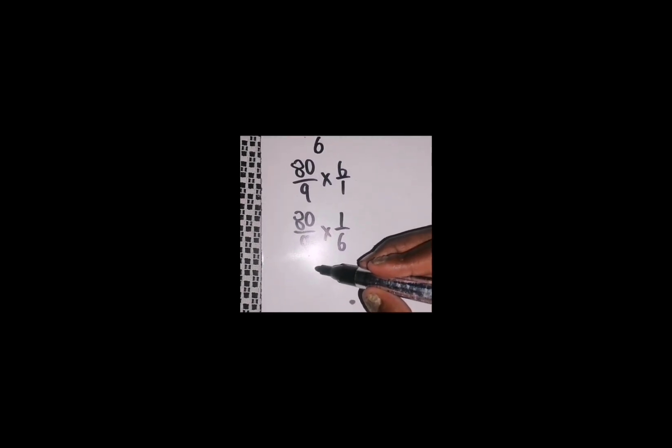So from here you multiply the numerator with the numerator, the denominator with the denominator. 80 multiplied by 1 is 80. 9 multiplied by 6 is 54. So from here you will look for the highest common factor between 80 and 54. In terms of looking for the highest common factor, there's no need for you to think very hard, because you can get the highest common factor by using the calculator.